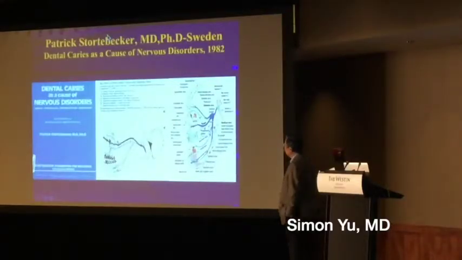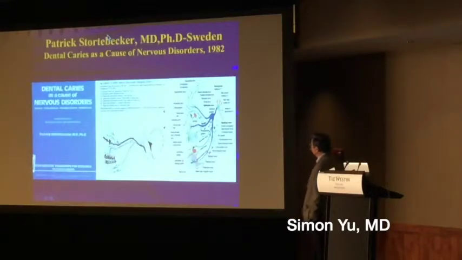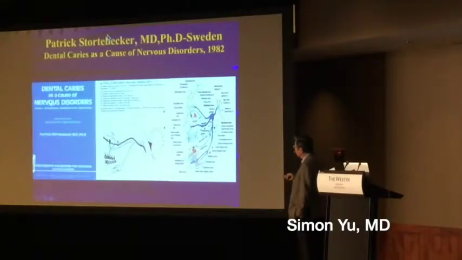Those of you who have not read it, it's kind of a hard book to get. Patrick Stortebecker, an MD, PhD from Sweden, a neurologist, wrote a book. I think it's a very monumental book. I think every dentist should read it, as much as all the medical doctors should. He wrote a book called Dental Caries as a Cause of Nervous Disorders. It's kind of a boring topic as a subject, and nobody really read the book. I got his book for $1.